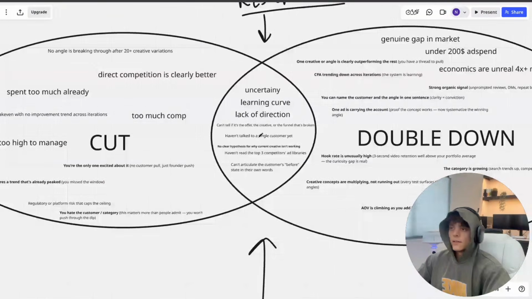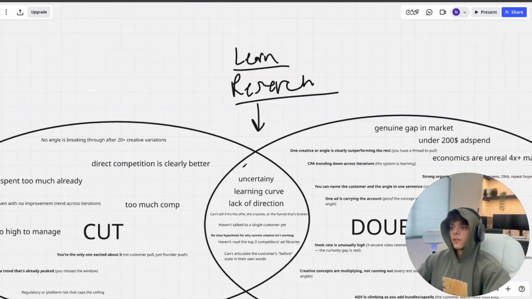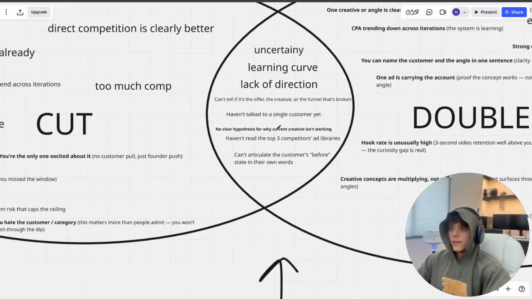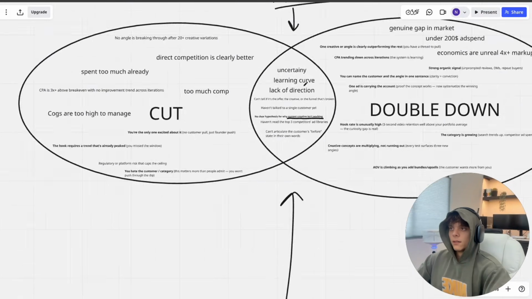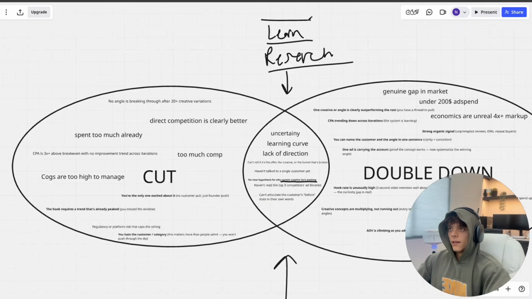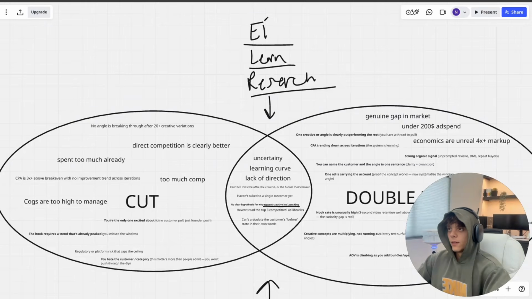If you haven't talked to a single customer, this is more advanced, but this is something that everybody should do, honestly. You get your customers' emails and phone numbers. You should be asking them why they bought the product and asking them questions about it. And if you haven't done that as well, then you're not doing enough research. No clear hypothesis on why current creatives aren't working. You need to do more research, more learning, and honestly, put in more effort as well.